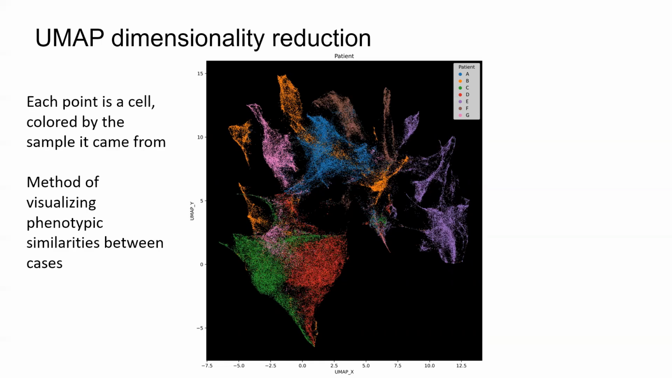Dimensionality reduction techniques such as UMAP, t-SNE, or even PCA are a great way of viewing high dimensionality data sets to essentially identify points in your data sets that share phenotypic similarities. In this example, I've colored the data points based on individual samples or patients that they came from. And we can essentially use this to identify whether or not two patients share some kind of phenotypic similarity or dissimilarities to one another.